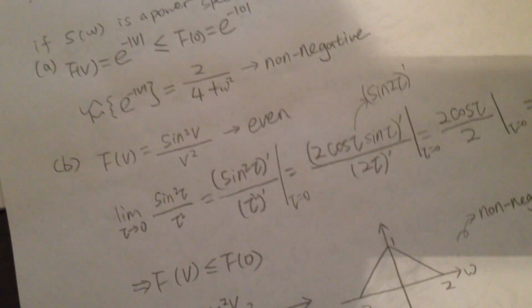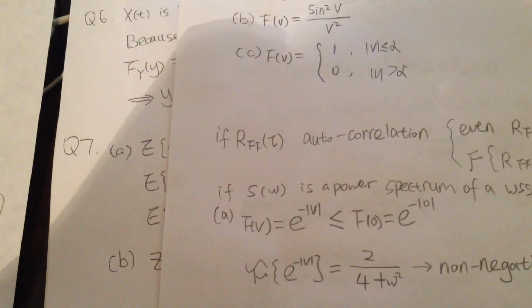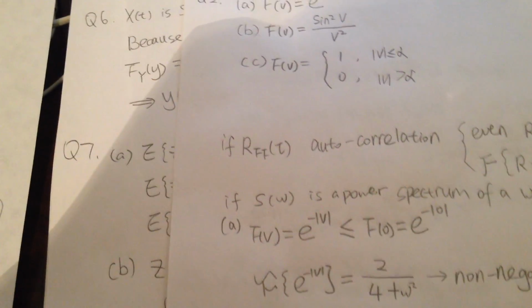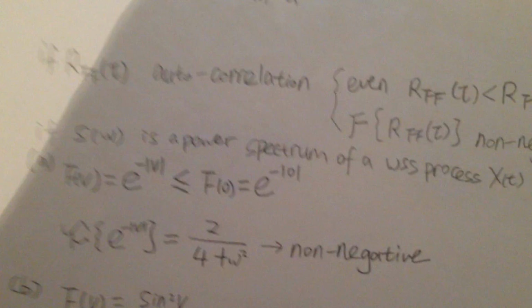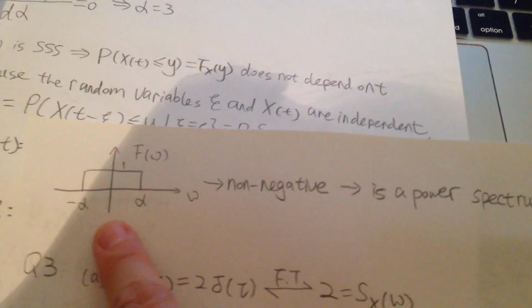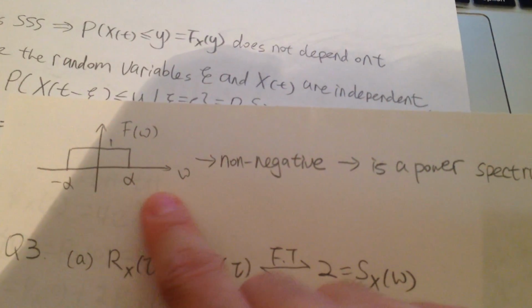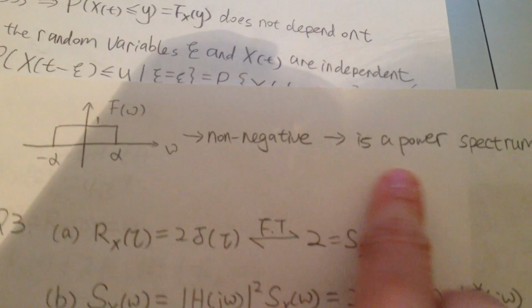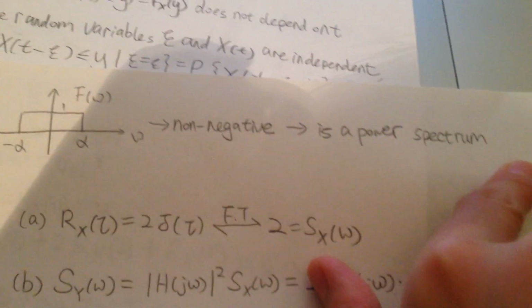And now let's look at whether it could be a power spectrum function for x of t. Because this function looks like this, it's non-negative, so it's a power spectrum function. Could be.